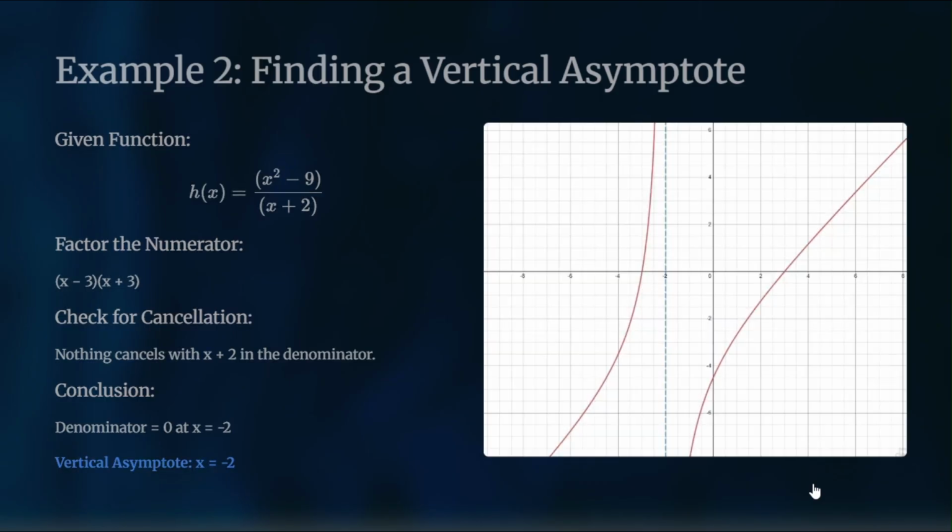Looking at the graph, we can see that the function shoots towards infinity as it approaches negative 2 from the left, and it shoots towards negative infinity as it approaches negative 2 from the right.